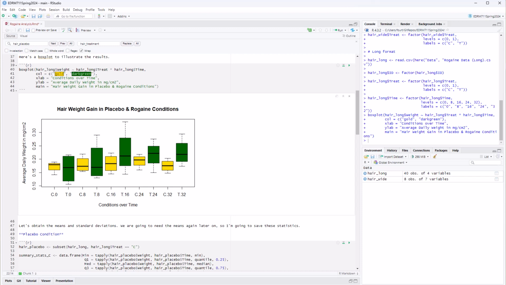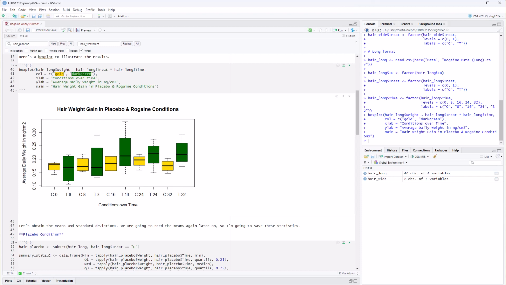Now, one of the first things that I notice when I look at this box plot is that we have less variability in each of these yellow boxes than we do in those green boxes. What that tells me is that it seems like the Rogaine treatment may have influenced the women differently. Although I note that even before the study started at time 0, we seem to have wider variation in the women. Why is that? Well, that is just a function of the particular sample that we obtained.